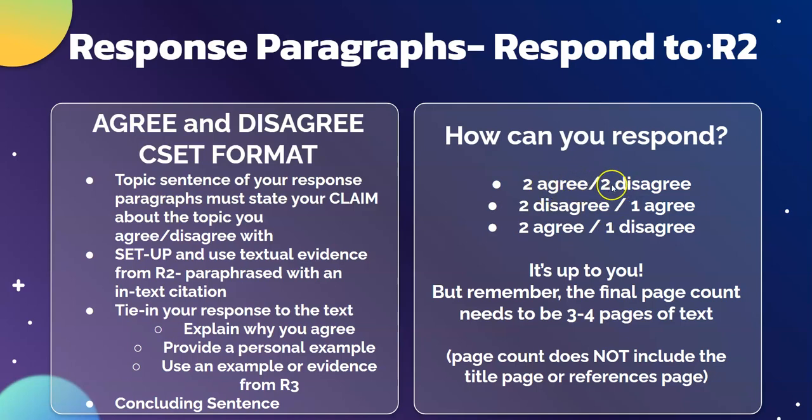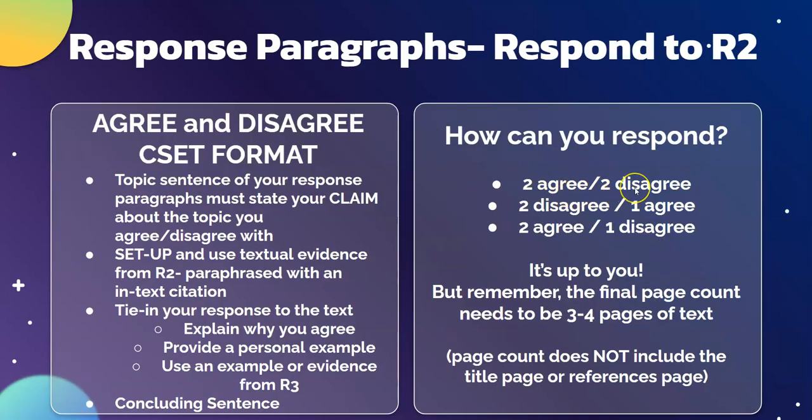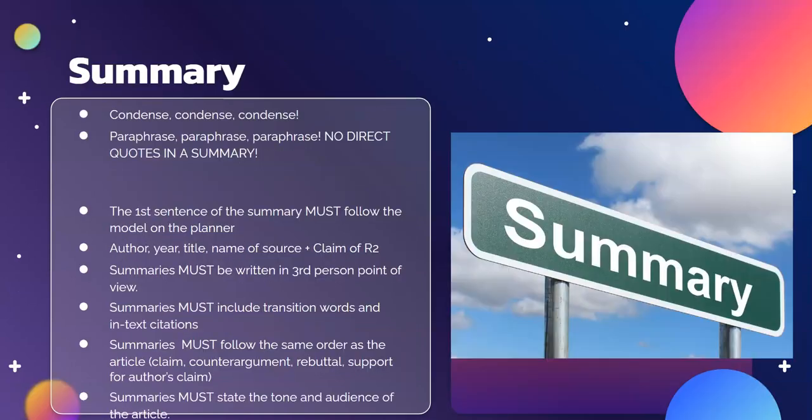So if you do the 2 and 2 format, then your thesis would have the 2 points of agreement, the 2 points of disagreement. Likewise, if you're only going to do 3 response paragraphs, then your thesis should match those response paragraphs, whether it's 2 disagree, 1 agree, or 2 points of agreement and 1 point of disagreement. So your thesis has to preview what those response points are going to be. All right. So when you think about it as a preview statement, I think that's going to make it much easier for you to construct your thesis.